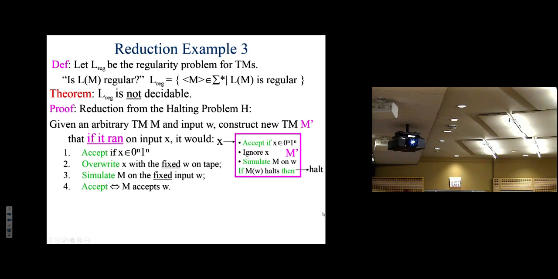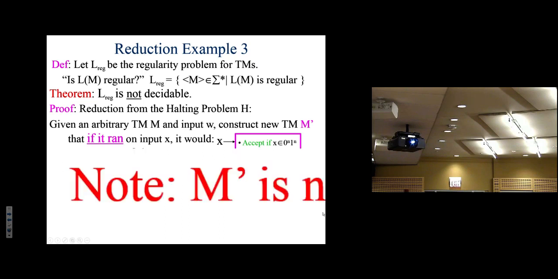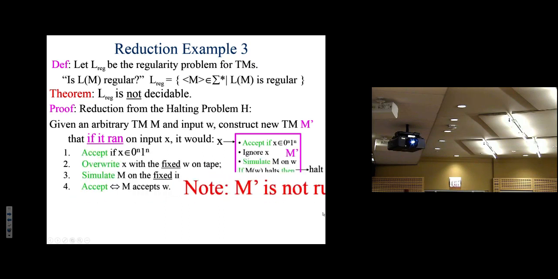On the other hand, if M doesn't halt on W, that's a little bit less obvious case. If M doesn't halt on W, and this will never be entered here, what will be the language of this purple machine M prime then? It wouldn't be sigma star. What would it be? It will be 0 to the n, 1 to the n.